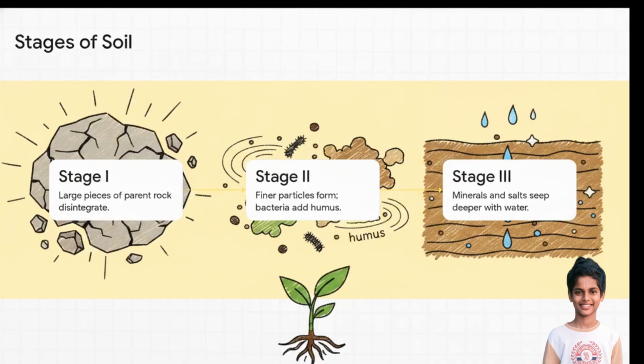So, let's walk through this like a little story. How does a rock become a garden? In stage 1, the large chunks of the parent rock disintegrate because of that weathering we just talked about. Then, in stage 2, those broken rocks weather even further into finer particles. This is where the bacteria and microorganisms show up to the party, breaking down organic matter and adding our best friend, humus. Finally, in stage 3, minerals and salts seep deeper into the ground with the rainwater. And just like that, step by step, the parent rock becomes a perfect fertile bed for plants to grow.